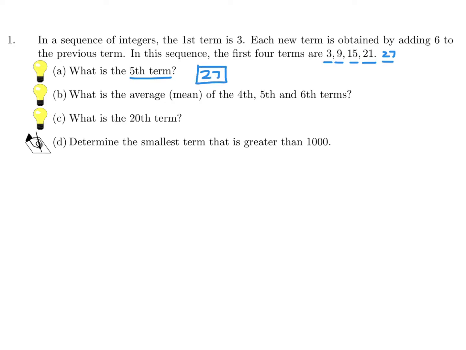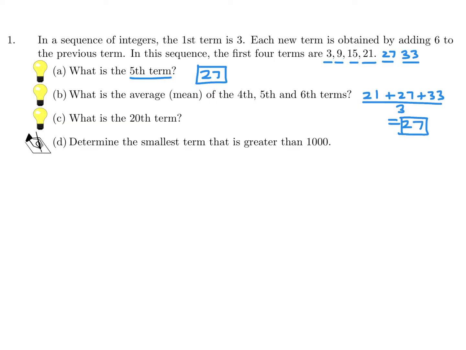What is the average of the fourth, fifth, and sixth term? Well, the first thing we need to do is figure out what is the sixth term, and you will get that by adding 6 to 27, so that's 33. And then if you take the average, it would be 21 plus 27 plus 33 divided by 3, and that average is 27.